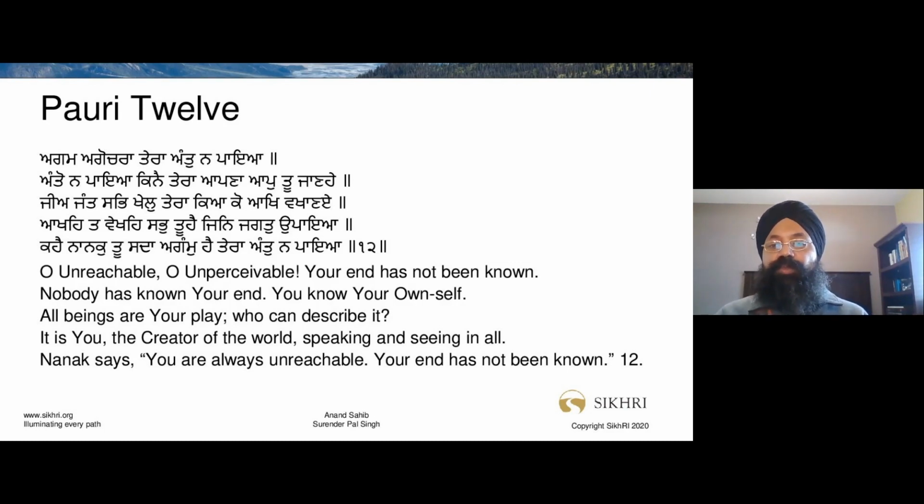Jini jagtu upaya. Who has created this world. You are the one actually who is operating through everyone, seeing, speaking, describing, explaining. Ahe Nanak, tu sada agam hai, tera antu na paaye. Nanak says, you are agam, unreachable. No one has been able to know your extent, your limits. You are limitless. That's the implied idea.